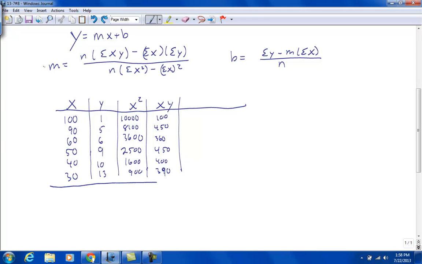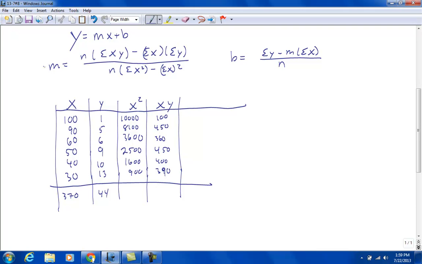Now we need to have the sum of everything. So let's get out the handy dandy calculator and start adding things up. So we're going to have 100 plus 90 plus 60 plus 50 plus 40 plus 30. And that's 370. And then 1 plus 5 plus 6 plus 9 plus 10 plus 13. That's 44.